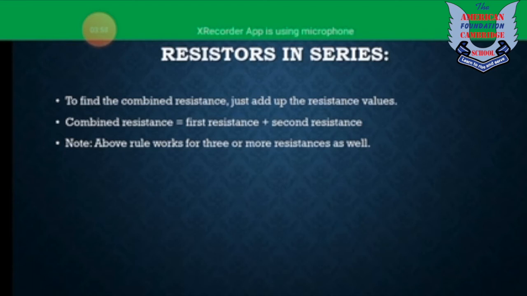For example, we have two resistors connected in series. The first one has the value of 3 ohm and the second one has the value of 6 ohm. So their combined value will be 9 ohm. And let's suppose we have three resistors in series, with values of 1 ohm, 2 ohm and 3 ohm. Their combined value will be 6 ohm.